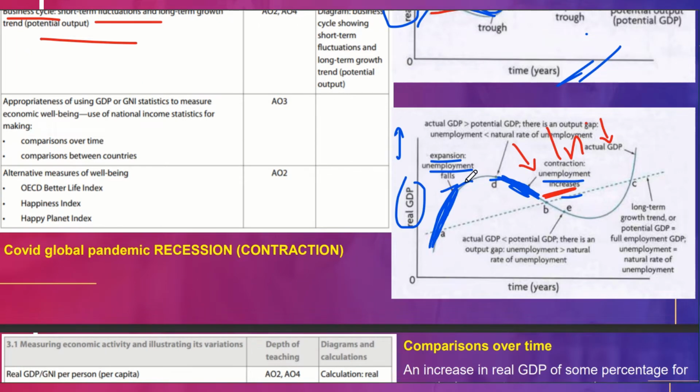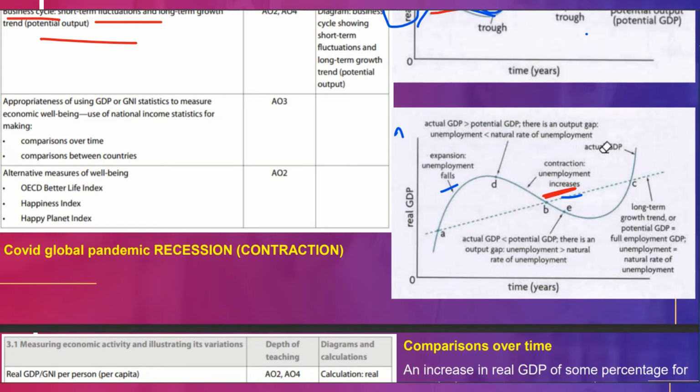So in the peak periods, you can see actual GDP is greater than the potential level. So here the unemployment level is lower than the natural rate of unemployment. Each country will have a natural rate of unemployment, which will be around 3% unemployment.